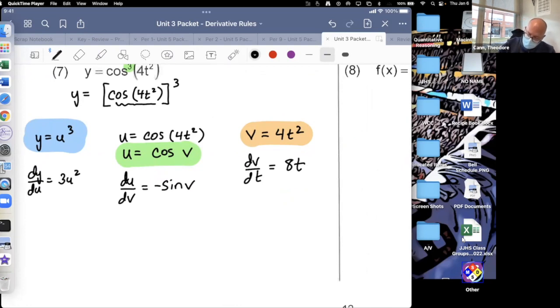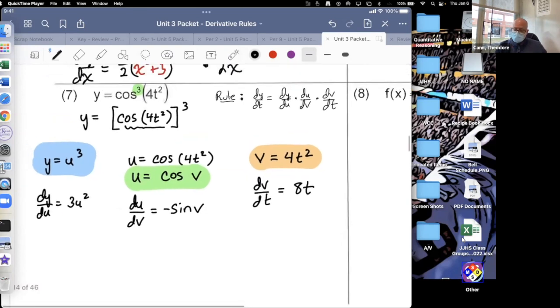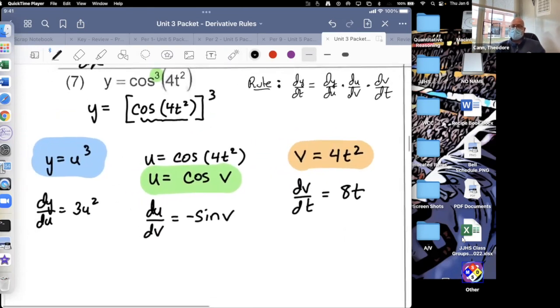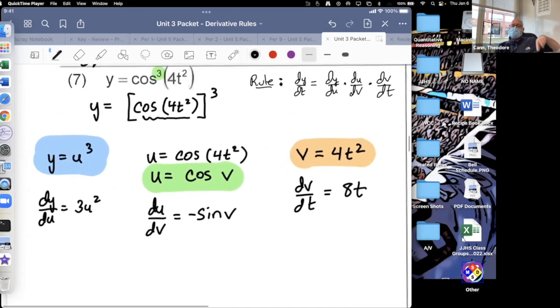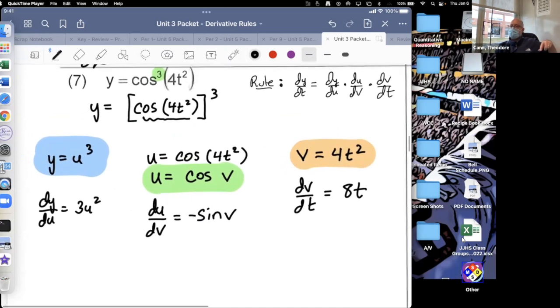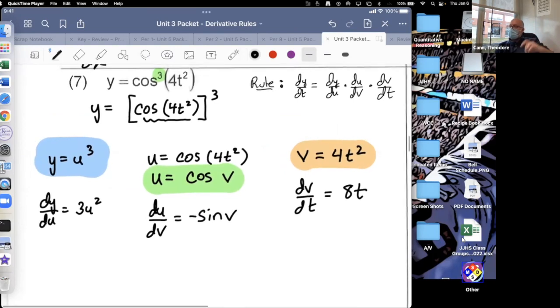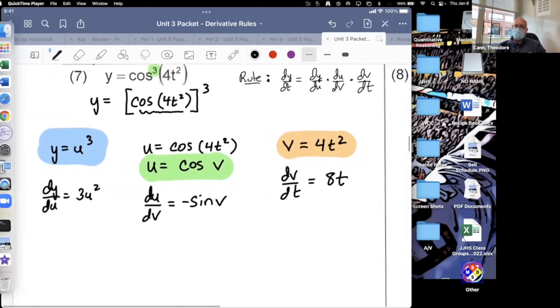So what we would be looking at is, it's not really a new rule, but I'll frame it that way. dy/dt is going to be the product of dy/du, du/dv, dv/dt. And I can tell you, it's not so much that you need to memorize a rule. It's more that the ratios that you come up with through the differentiation process should simplify through multiplication to give you the desired ratio, which in this case is dy/dt.